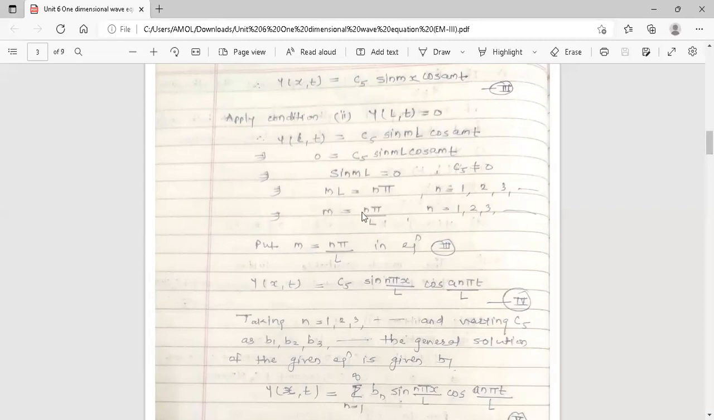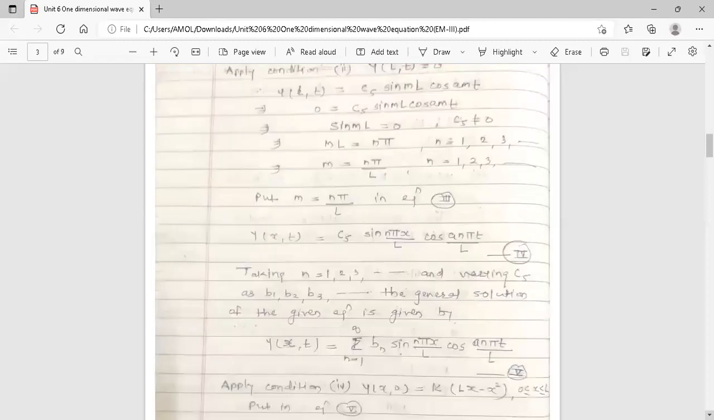Okay. Now put M is equal to n pi upon l in equation number 3. So y of x is equal to C5 sin n pi x upon l into cos of a n pi t upon l. Here M is n pi upon l. Okay, so this is equation number 4. After putting M is equal to n pi upon l in equation number 3, we have the value of y of x. After applying the condition 7.